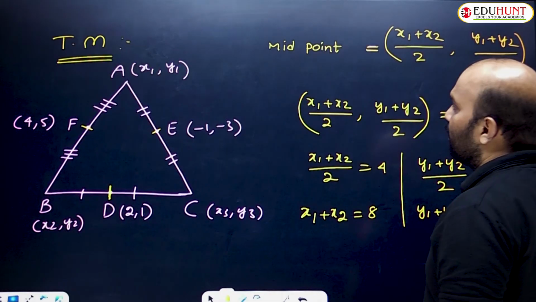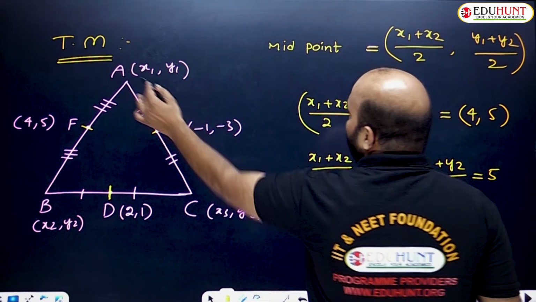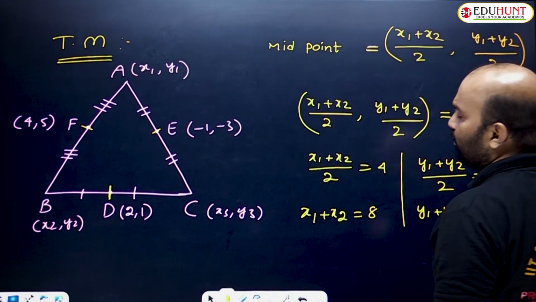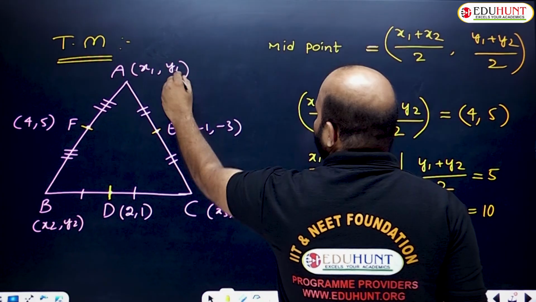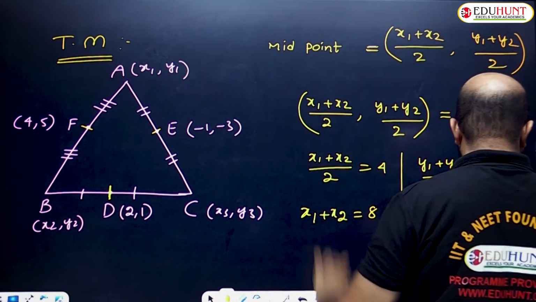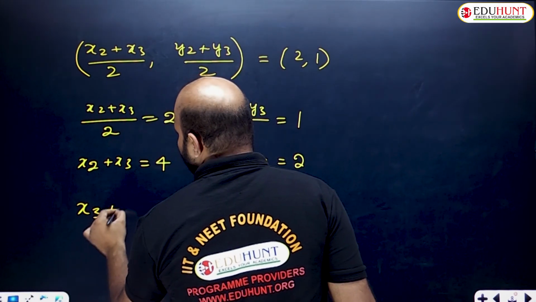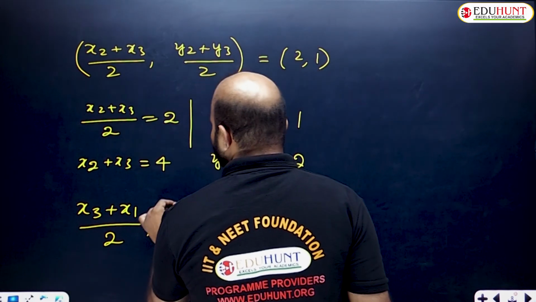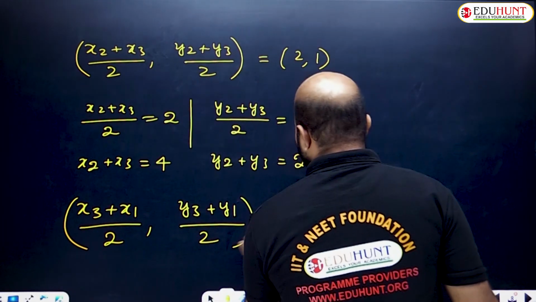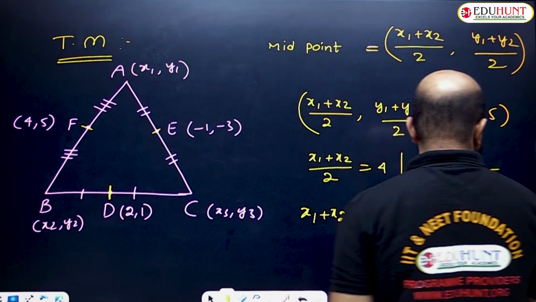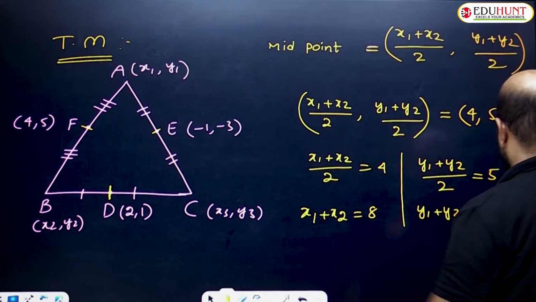Again, we have to take the midpoint of C and A, that is E. What are the C coordinates? x3, y3. A coordinates x1, y1. By using the midpoint formula, x3 plus x1 by 2, y3 plus y1 by 2 equals minus 1, minus 3. That is E. Am I clear? So what is the midpoint between C and A? E. The E coordinates equal minus 1, minus 3.